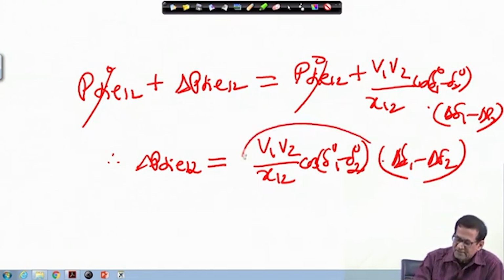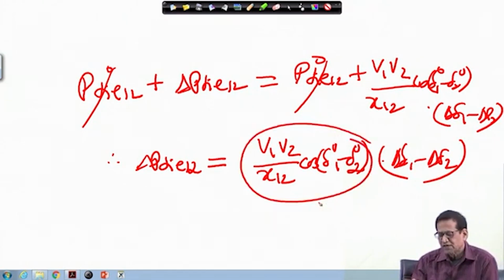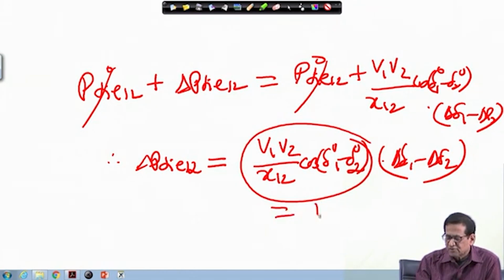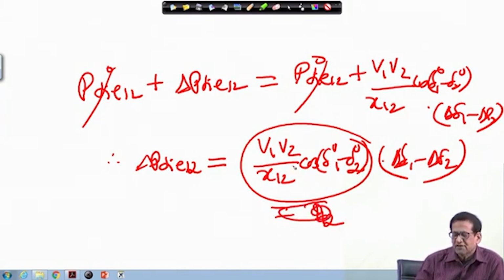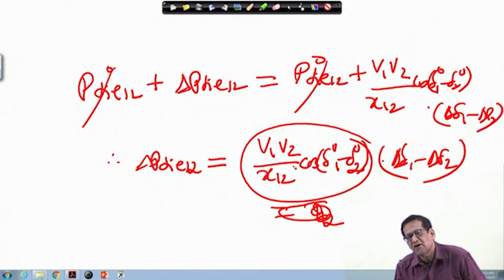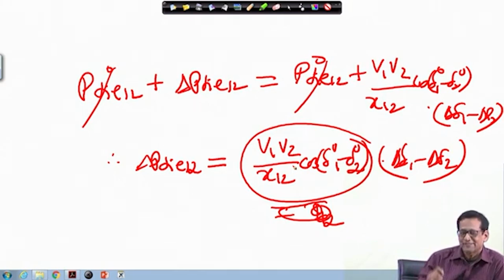This term we define as T12. Just hold on, we will convert it to per unit. This term we call the synchronizing coefficient. Why it is called the synchronizing coefficient is a question to you. You should give the answer in the forum.